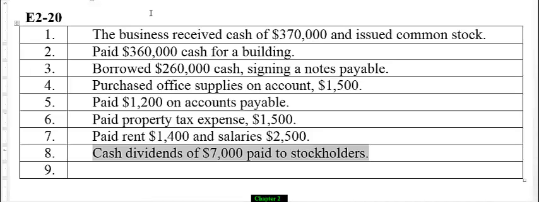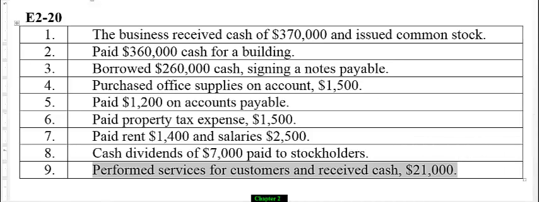For transaction 9, we're looking at a debit to cash for $21,000 and a credit to service revenue for $21,000. So cash is going up, so we know we're receiving cash. The reason we're receiving cash is because we have performed some services. When we perform the services, we're going to account for service revenue of $21,000.